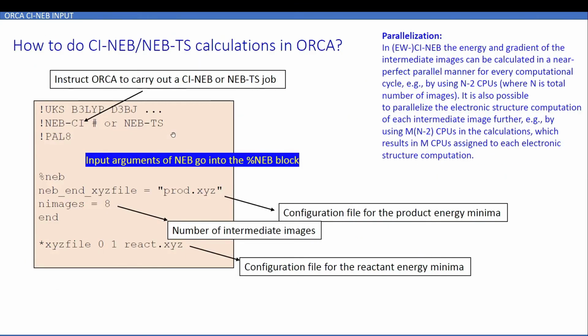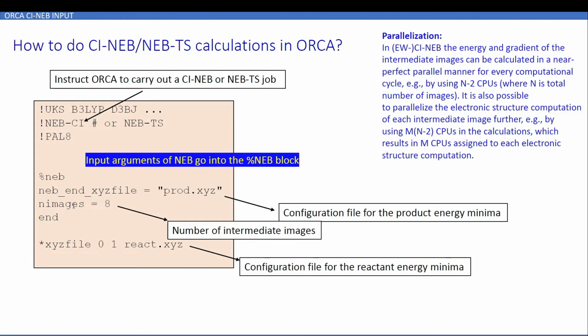So finally, I want to briefly review a few important input parameters for clamping image NEB and NEB-TS calculations in ORCA. Here we have an example of a very simple ORCA input file for a clamping image NEB job. In the simple input line here, you can either instruct ORCA to do a CNEB calculation or a NEB-TS calculation. Then for NEB-specific input commands, you have to open up a NEB block. Here, the NEB_END_XYZFILE instructs ORCA to find and read the product energy minimum configuration. The command NImages informs ORCA how many intermediate images should be used in the calculation.